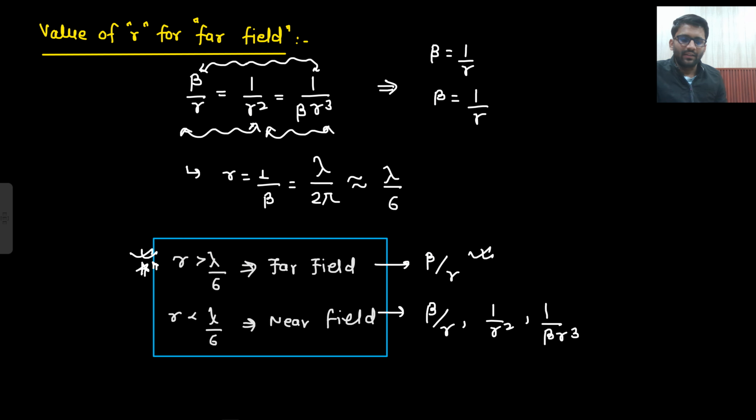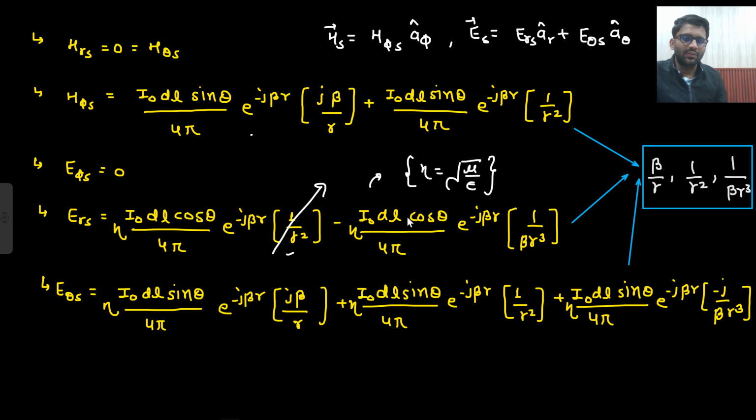So what will happen is that here, if we ignore these factors, this will be gone, this will be gone, this will be gone, this will be gone, and this will be gone. So now what are you left with? E_r s will be 0, right? E_r s will be 0, E phi s is already 0. So now only E theta s will be remaining, and here only H phi s will be remaining.